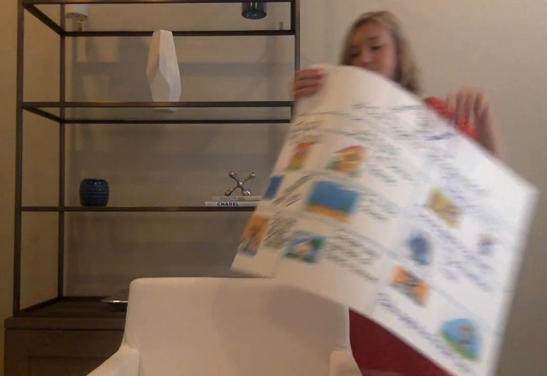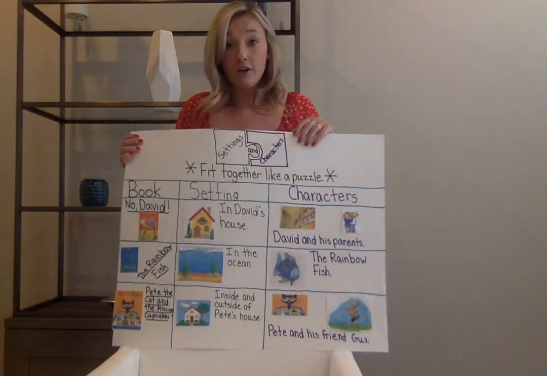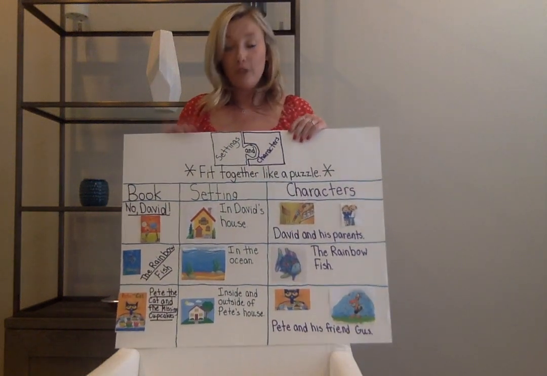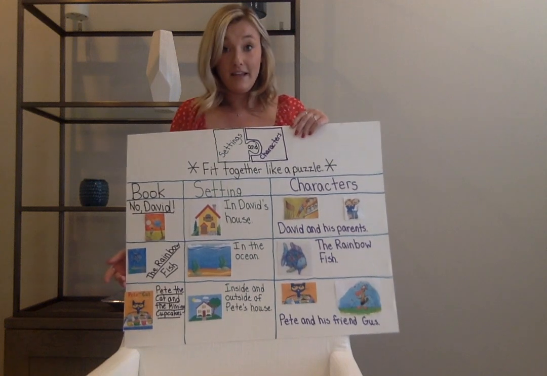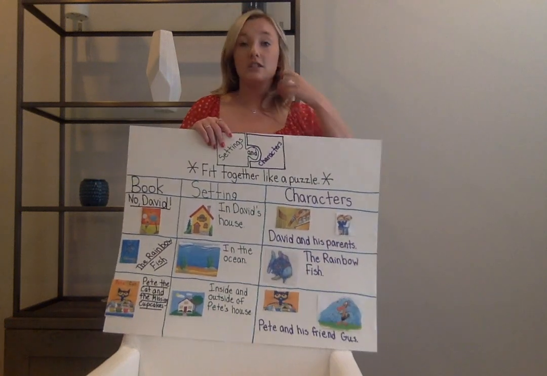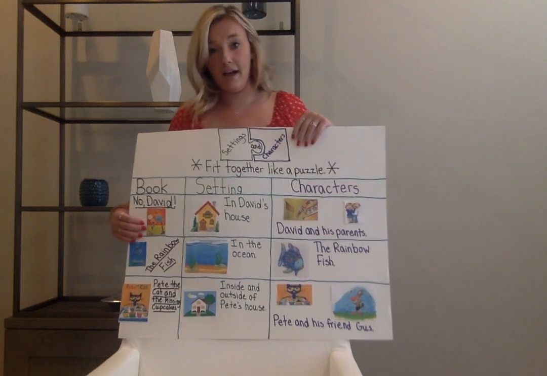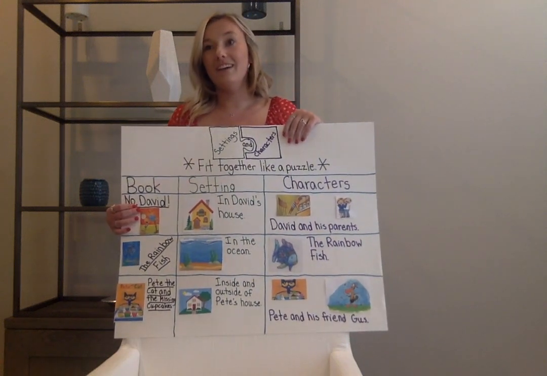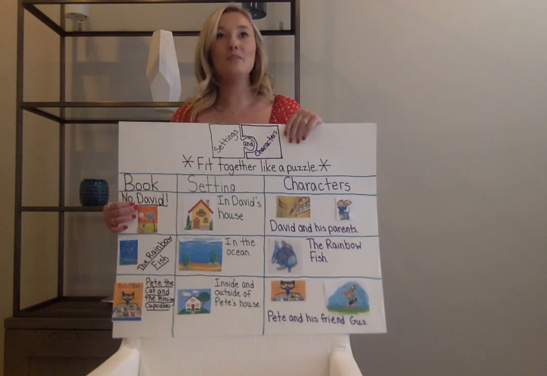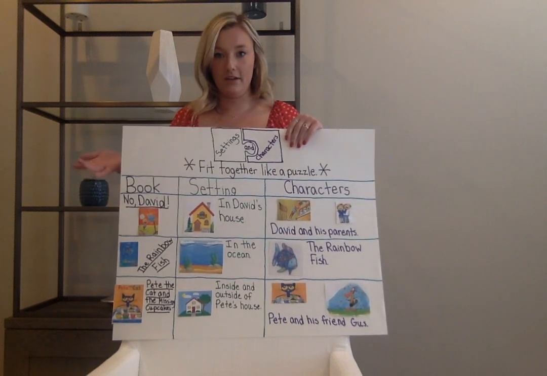I created a little chart for us to see because we have read all these books aloud in class together, so we can discuss the characters and setting for these books. The first book that we read together in class, it was a little while back, but try to remember. The first book is called No David!